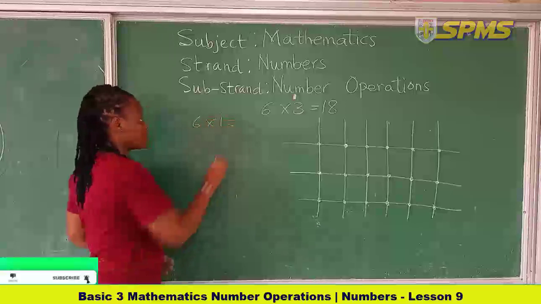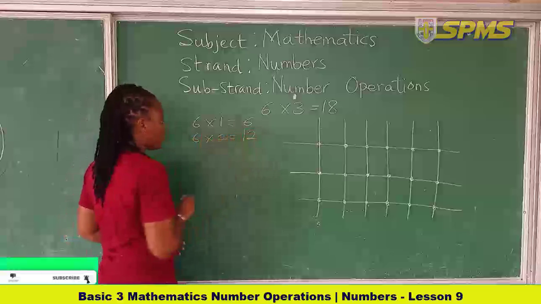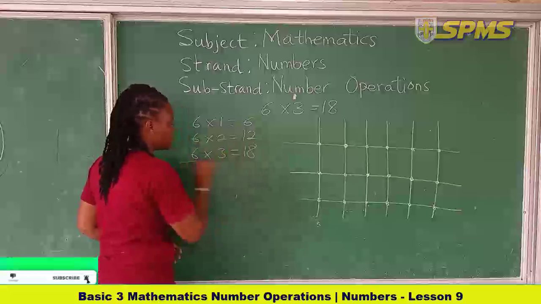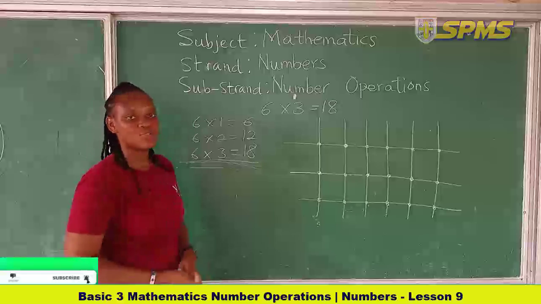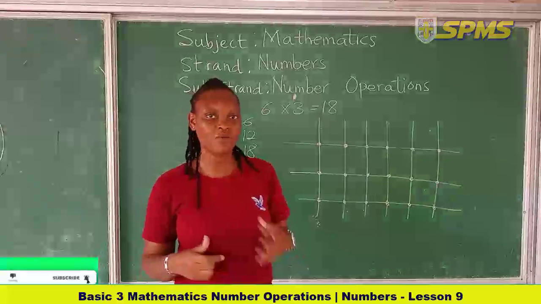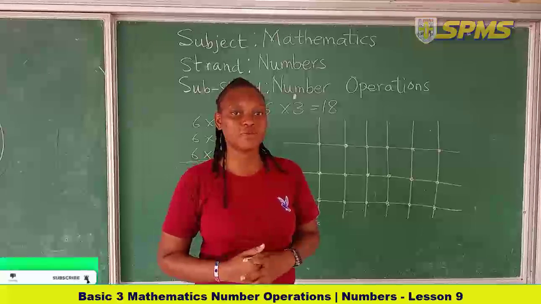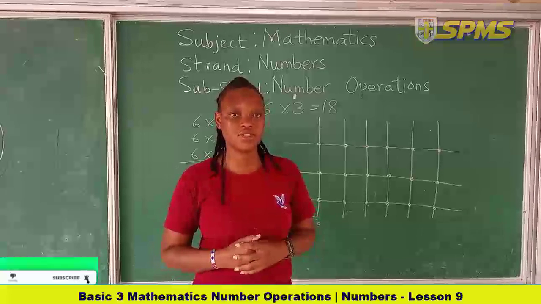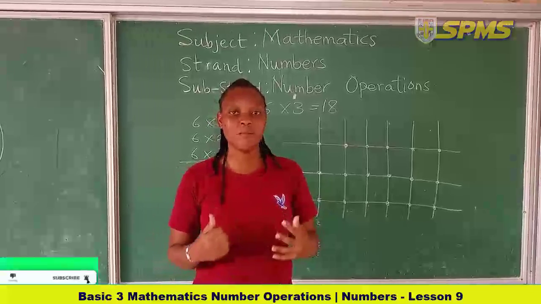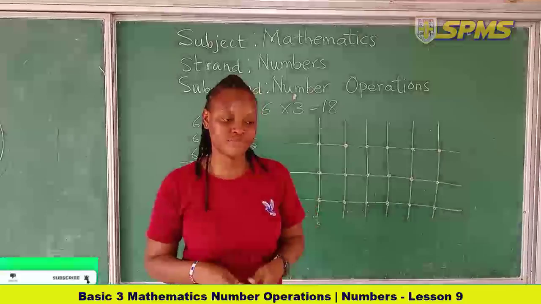Let us look at it. Okay. 6 times 1 we have 6. 6 times 2 we have 12. And then 6 times 3 we have 18. Good. So this is about our vertical and then our horizontal lines in finding the result of our multiplication sentence. Good. Now we are about to look at another strategy in multiplication using the number lines.